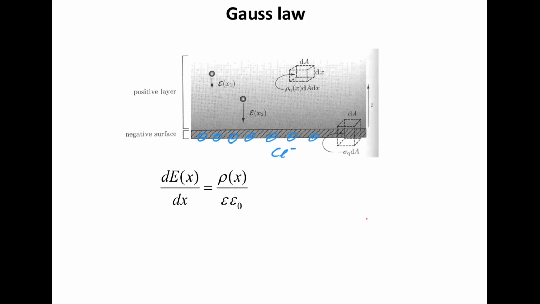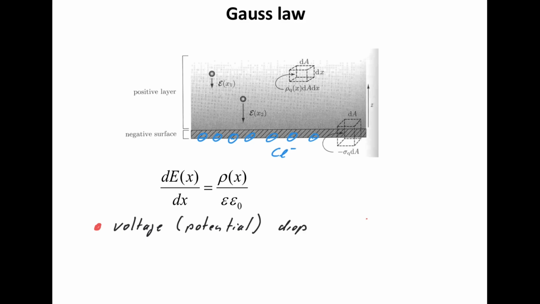Then Gauss' law tells us that the gradient in the electric field is equal to the charge density, or the density of ions, rho of x, divided by the permittivity of the sample, which is epsilon times epsilon 0. Using this, we can obtain an expression for the voltage.